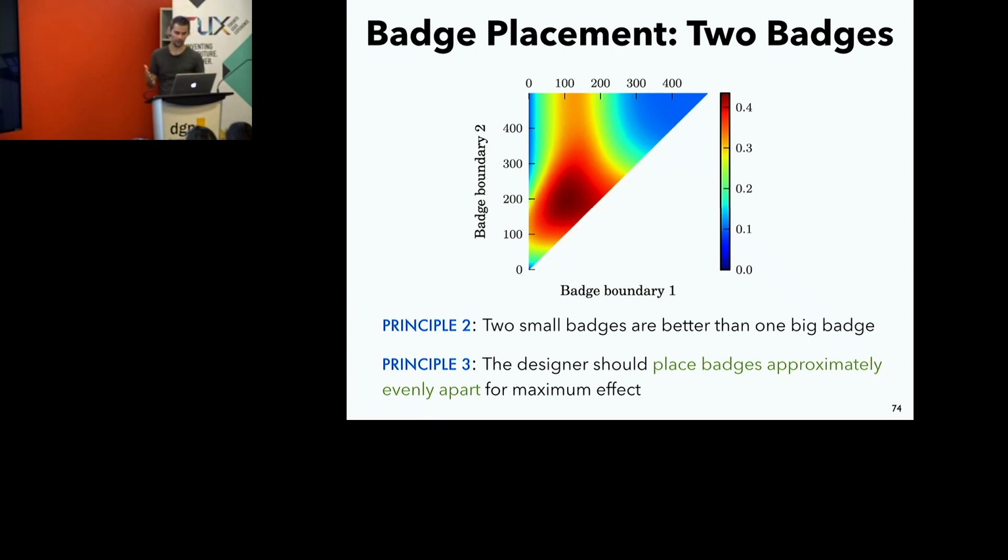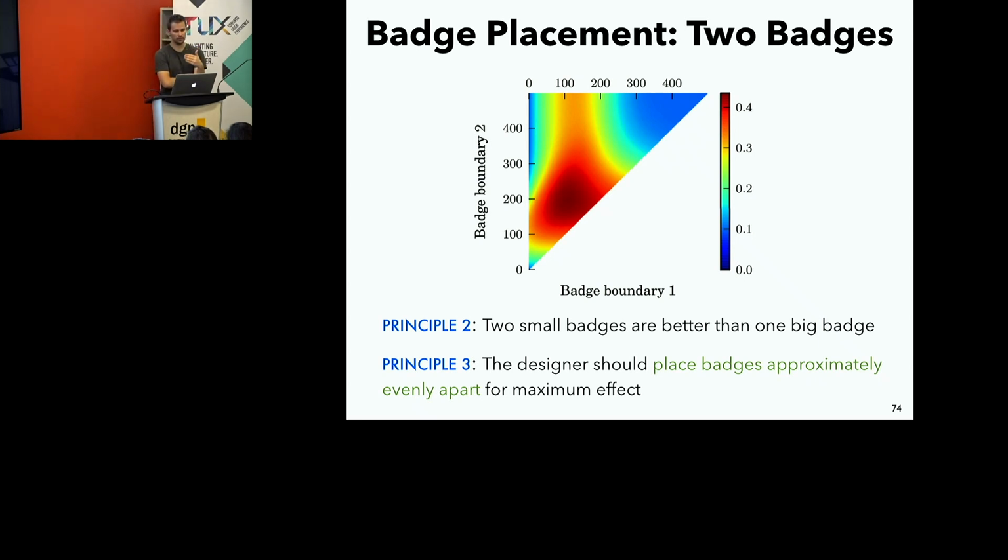You can see, again, it varies a lot. And then there are some design principles that emerge now from this framework that I think are not what I would have guessed. The first is that two small badges are better than a big one. In particular, the maximum here is not on the diagonal. So you can basically put them together if you want, at the same spot. You might have thought that maybe they have some kind of super additive effects. It turns out here they don't, at least in our model. And here the designer should move badges approximately evenly apart for maximum effect.